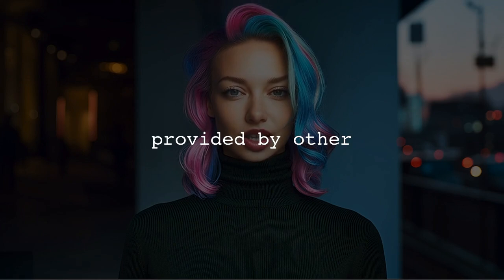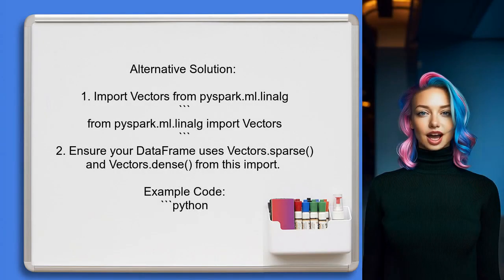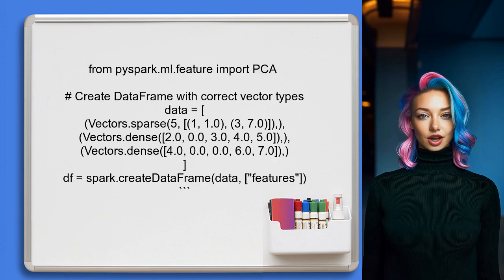Now let's look at the answers provided by other users. An alternative solution provided by another user suggests ensuring that your data frame uses the correct vector type. They recommend importing Vectors from pyspark.ml.linalg instead of pyspark.mllib.linalg. This change will help you avoid the error regarding the column features type.